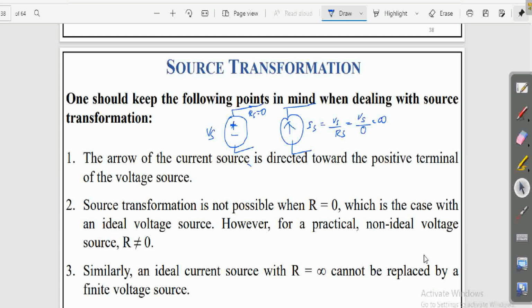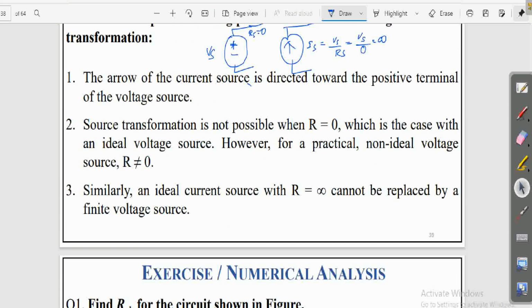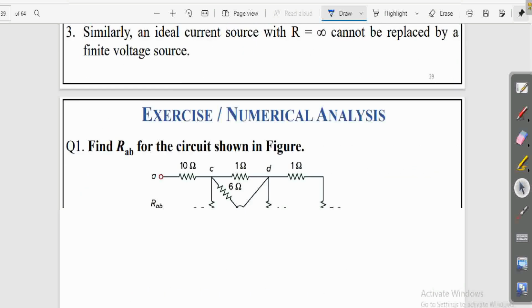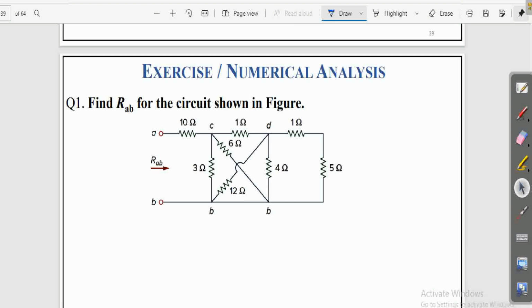Similarly, for an ideal current source R is infinite, so it cannot be replaced by a finite voltage source. So an ideal voltage source or current source is not replaced. So thank you. In the next class we will see some problems related to this circuit analysis.